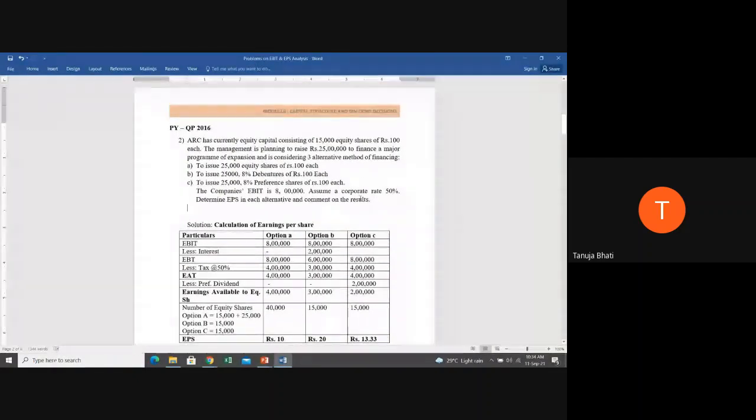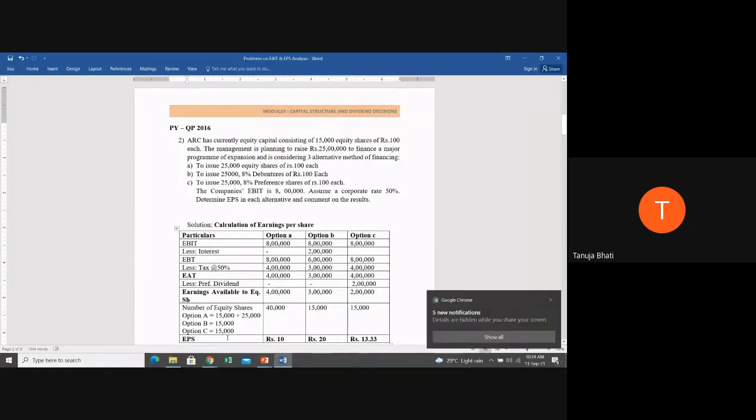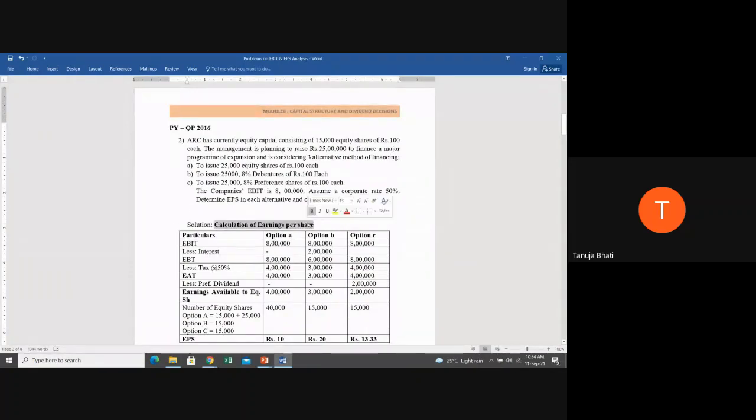So how will we help them? We will do the EBIT and EPS analysis. For that, we have to start with EBIT and end with EPS. Wherever the EPS is highest, we are going to recommend the company to select that particular option for raising its finance. So calculation of earnings per share.